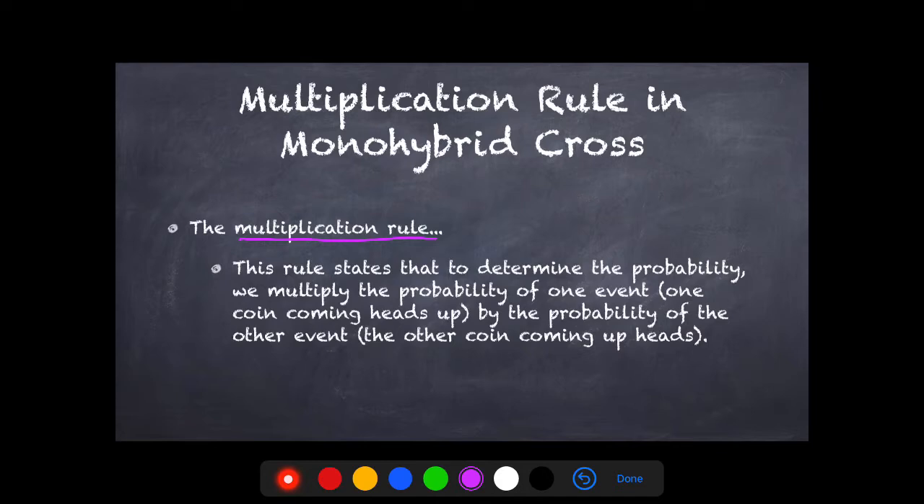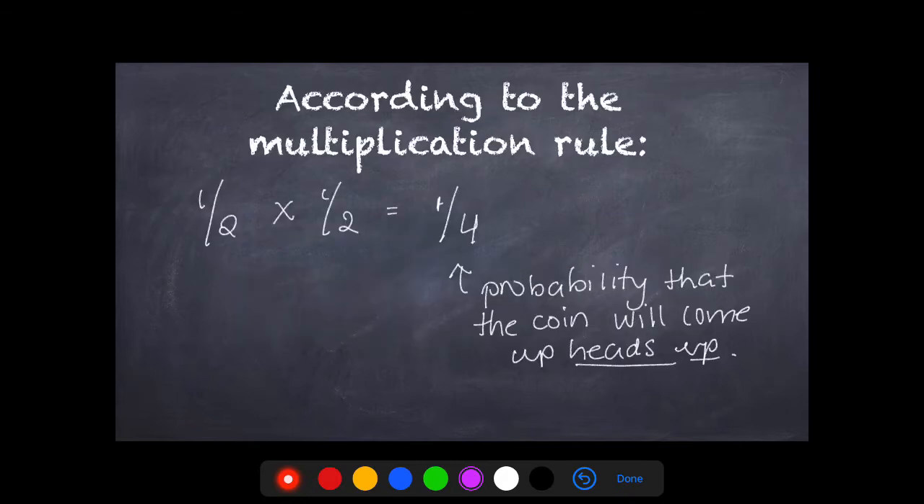So what is the multiplication rule? This rule states that to determine the probability, we have to multiply the probability of one event, like one coin coming heads up, times the probability of the other event, which is the other coin coming heads up.